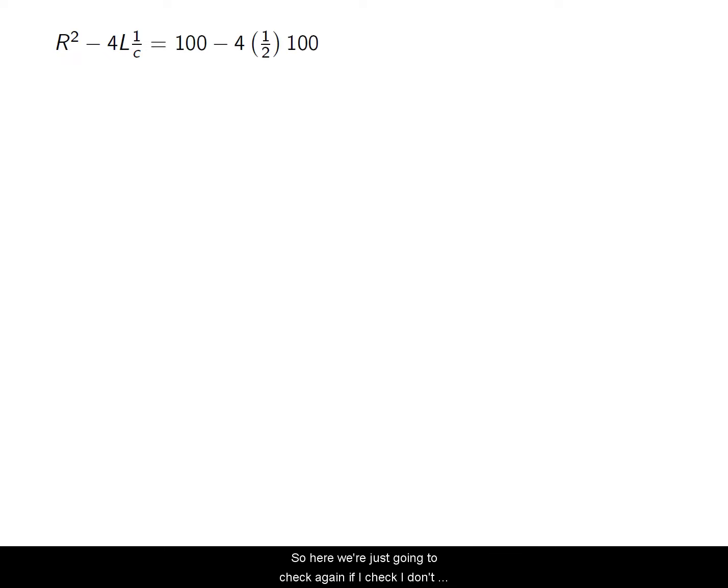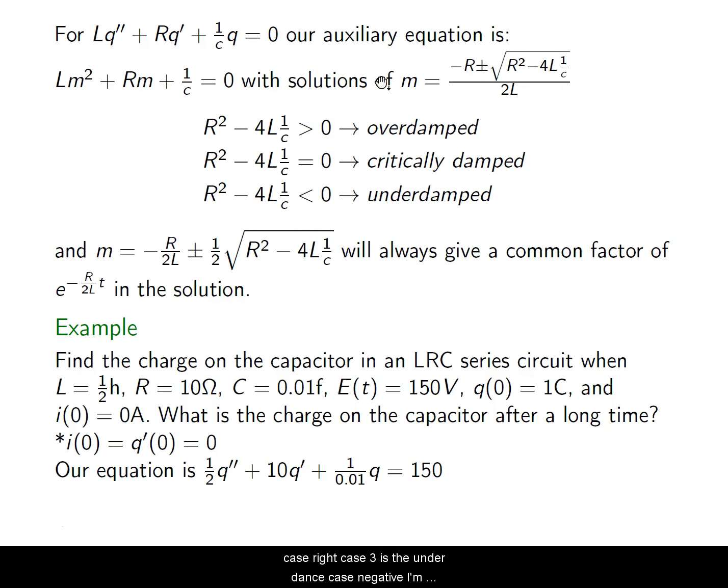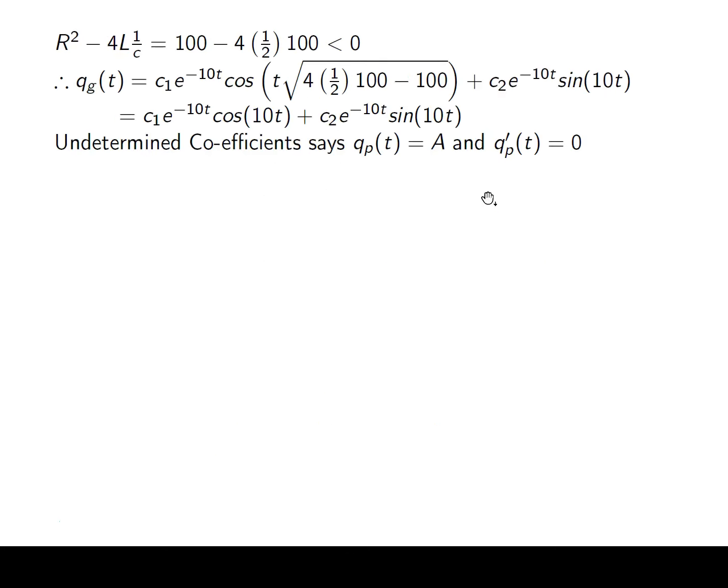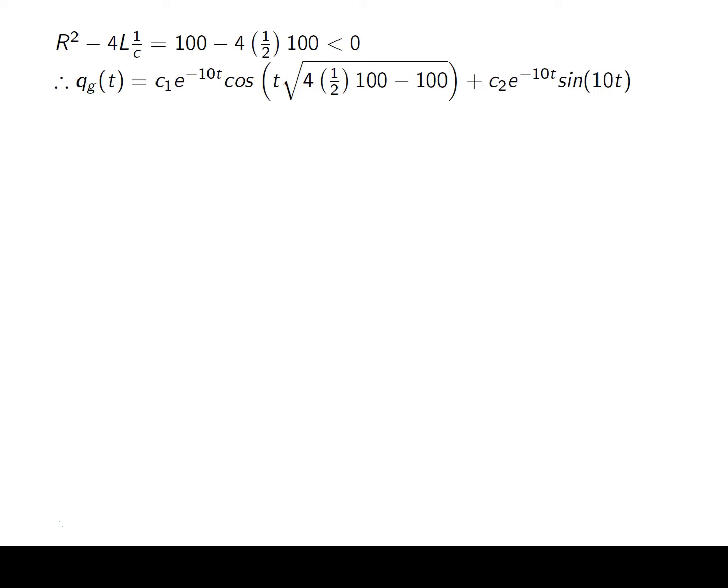So here we're just going to check. Again, if I check, I don't have to actually calculate the value, but I have 100 minus something more than 100. So I'm going to be in case 3, right? Case 3 is the underdamped case. Negative, I'm going to have a complex solution. Sorry, let's come back here. Right, so then my solution will look something like this.